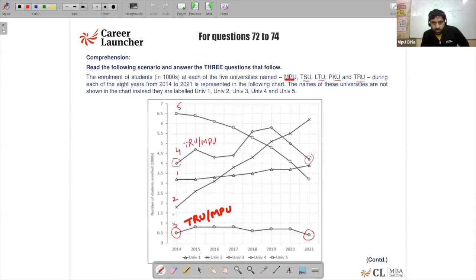Let's see what is the net change in the other. It is 6.5 and it will become, for University 5, 3.2. So 3.3 changes there. For University 2, it changes from 1 point less than 2 to this, a change close to 4. And for this, 3 point something, close. So obviously in the other 3, the change is not the same. So we know that University 3 or 4 will be either TRU or MPU.